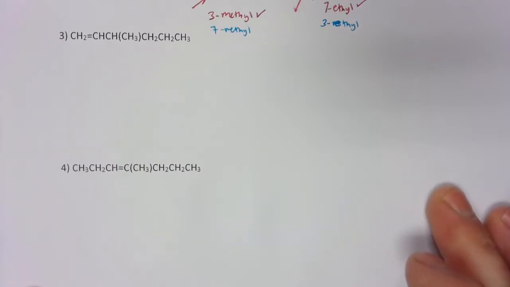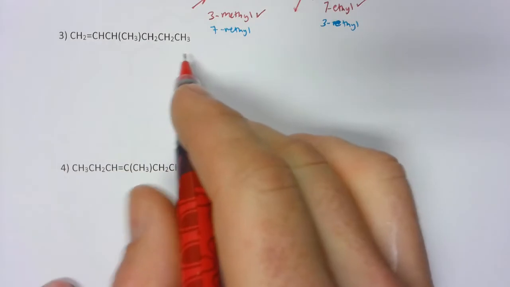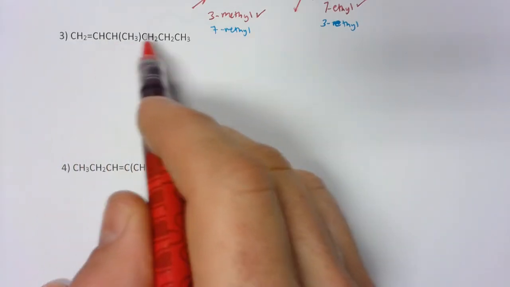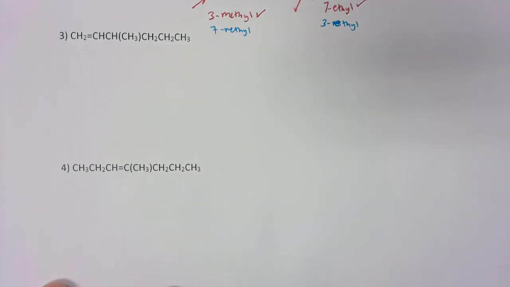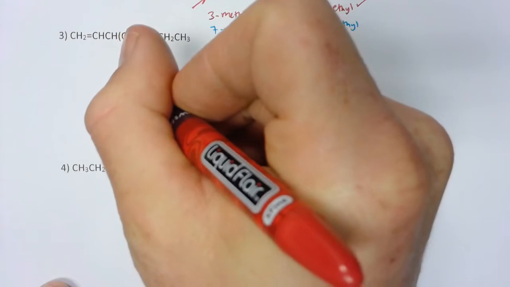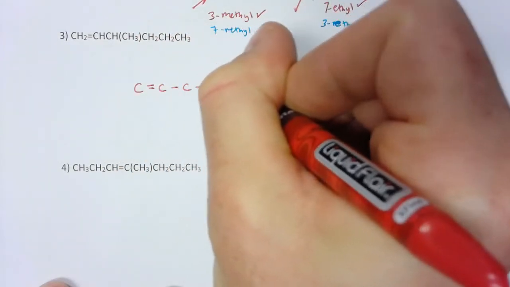All right, number 3. This is an alkene. So I'm going to start by drawing the line bond. I have 1, 2, 3, 4, 5, 6 carbons in the parent chain. But the first 2 have a double bond between them, so I need to draw a double bond. The rest have single bonds.